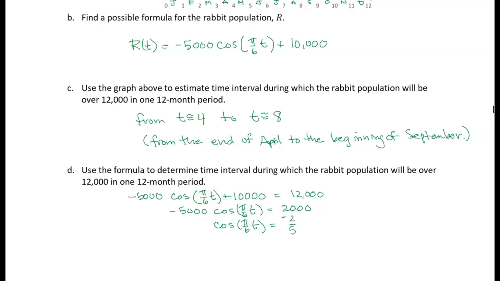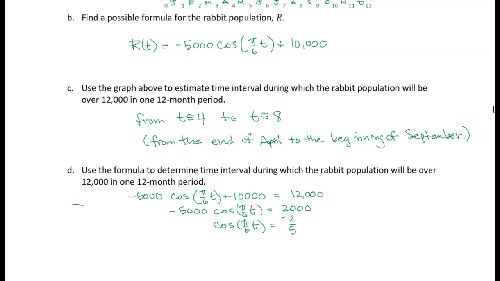All right, well, let's take a look at that. I want to find where cosine is negative 2/5. So I just want to find it. I need to do an inverse cosine. But again, I don't trust inverse cosine completely because it only gives me one answer. So I want to look at this and make sense out of it.